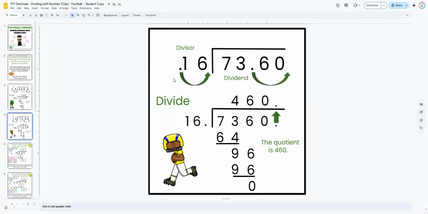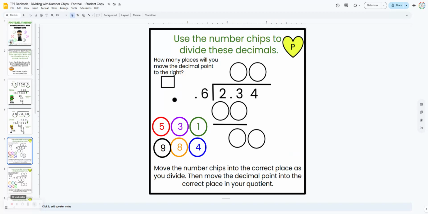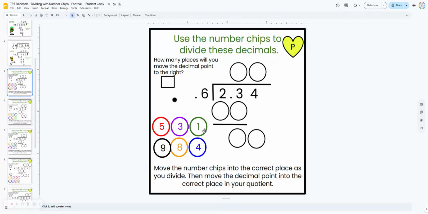And then here's an example when you move the decimal point two places to the right. So students are going to start on slide 5. They're going to be moving these number chips into the circles in order to solve the division. So the first thing they want to do is type a number in this box. How many places are we moving this decimal point to the right? And it would be one place, so they're just going to type 1. That's going to help them at the end of their problem when they move this movable decimal point into their answer.